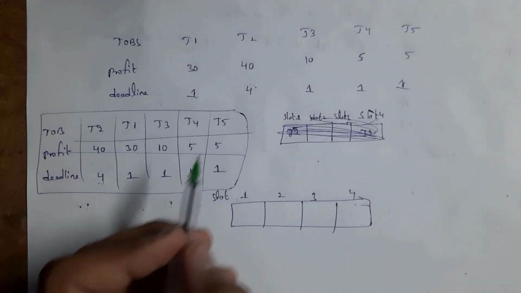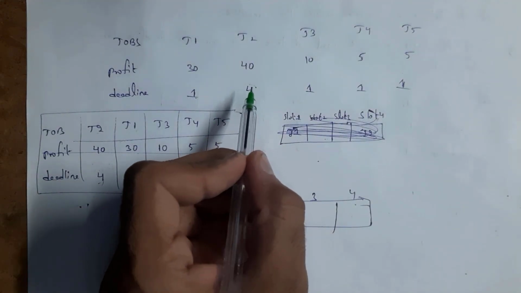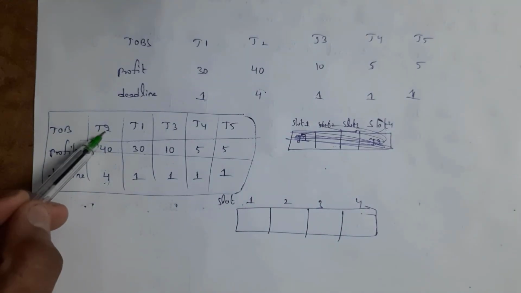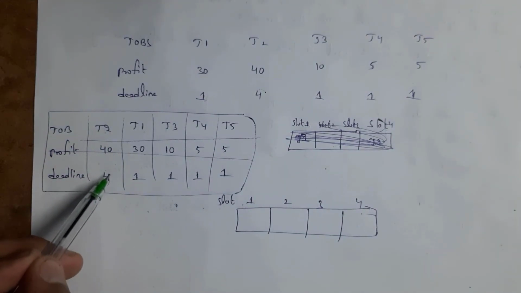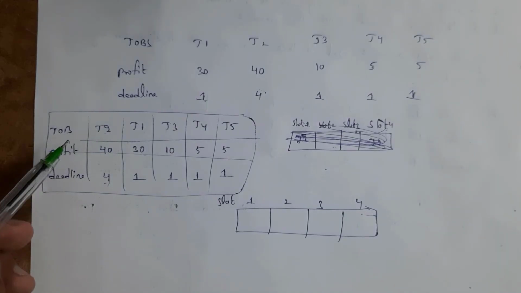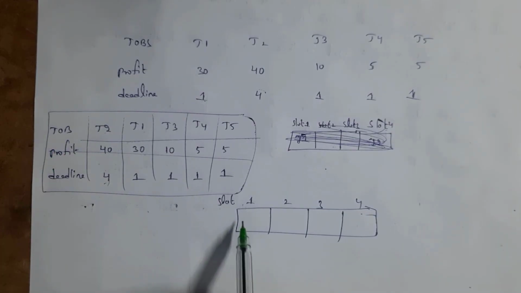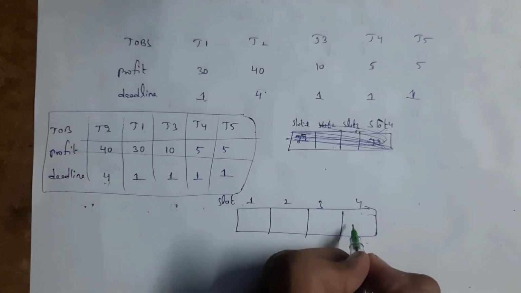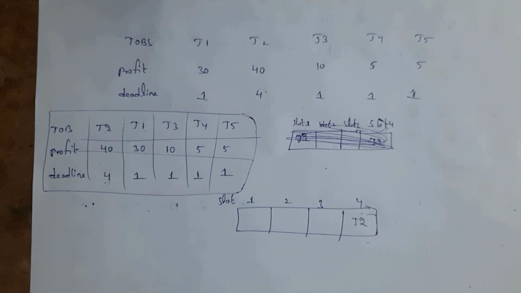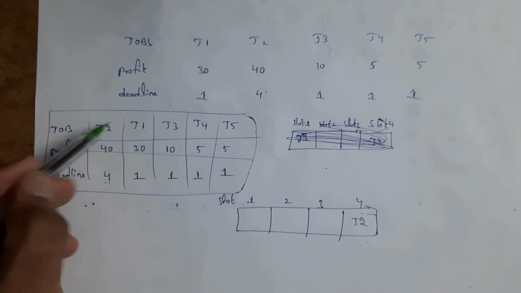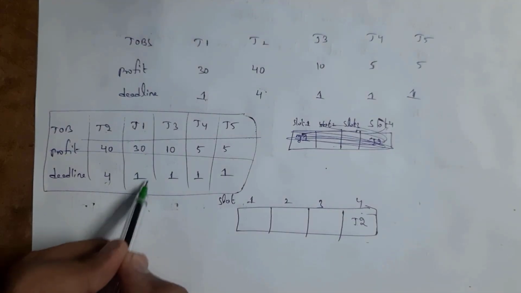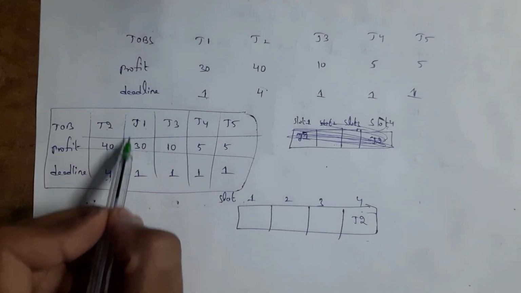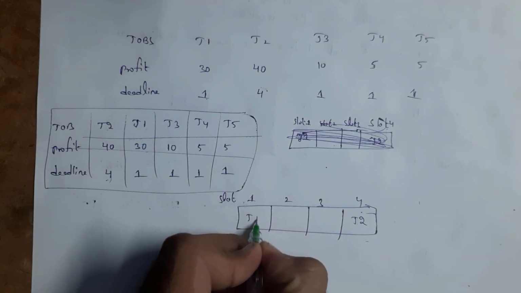Here the maximum deadline is 4. That means 4 hours, so I took 4 slots. Each slot occupies 1 hour. For job J2, the deadline is 4. That means for job J2, they gave 4 hours of time. So these 4 slots are empty, and I am placing J2 in slot 4. Similarly for J1, after J2. For J1, the deadline is 1. That means within the first 1 hour, I need to complete this task. So I am placing J1 in the first slot.